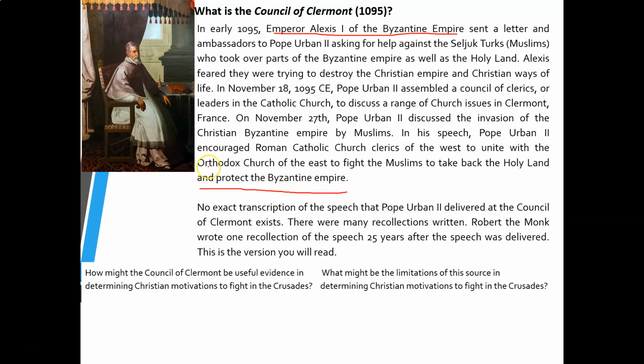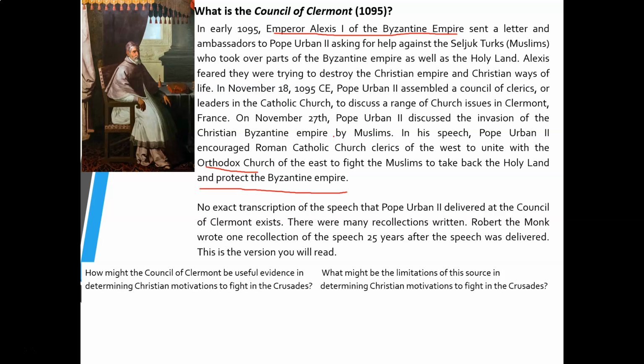Let me make sure this is clear, guys. Remember, we talked before about how the Roman Catholic Church had split away from the Orthodox Church. We already saw how this was a problem. Now Emperor Alexis was appealing to the Roman Catholic Church, saying, listen, I know we have our differences and we've had our problems, but they see the Muslim enemy on the other side that is trying to take away land from the Byzantine Empire. And he appeals to the Pope and asks for help.